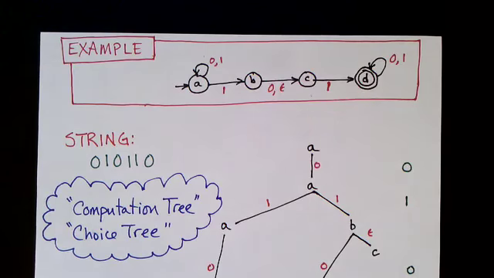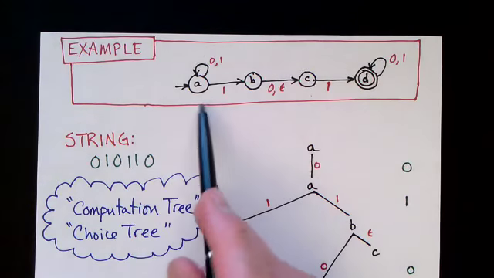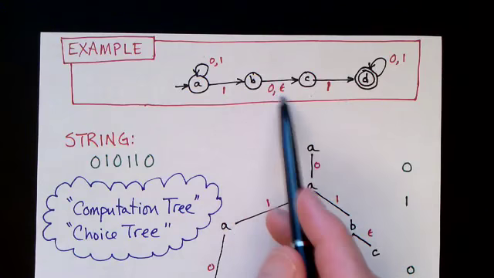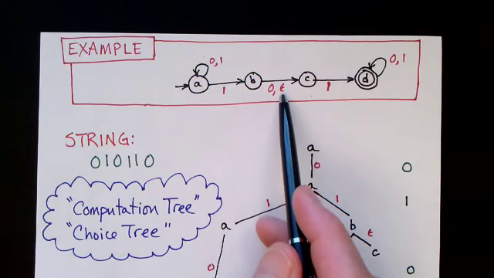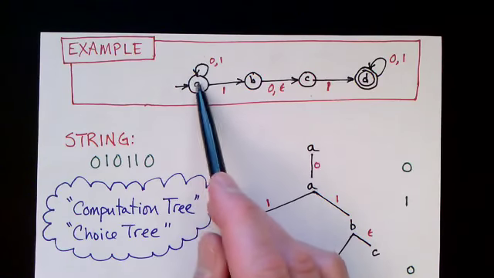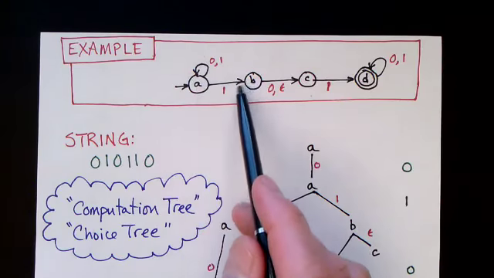I want to examine this idea of the computation tree, or the choice tree, a little bit more carefully. I'm going to use this finite state machine as an example. You can see that it's got an epsilon edge, so right off we know it's a non-deterministic machine. We've also got 2 edges labeled 1 coming out of A, so there's additional proof that it's non-deterministic.